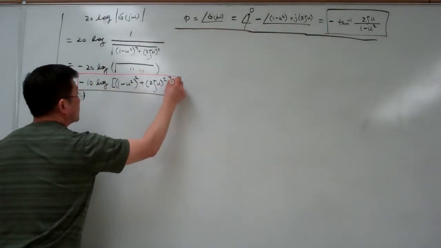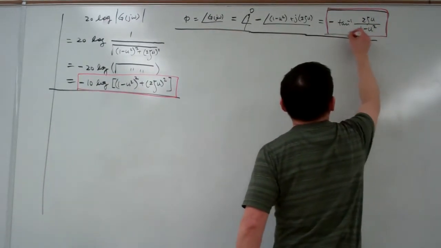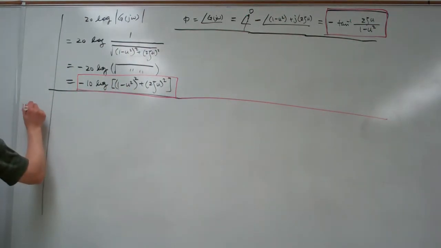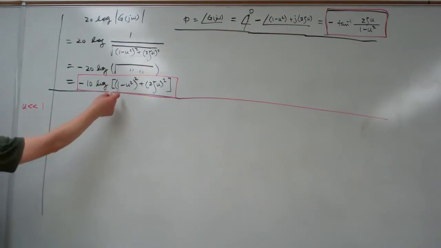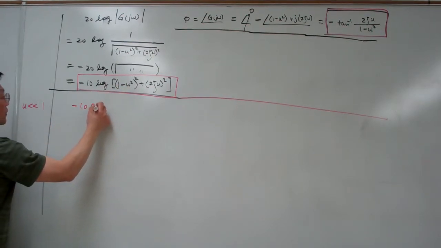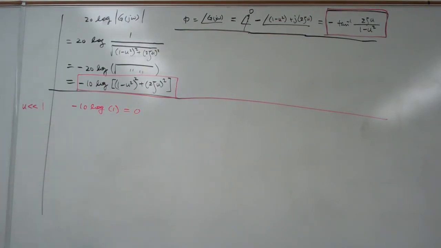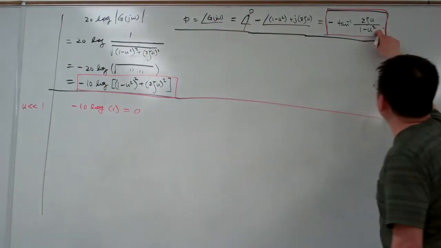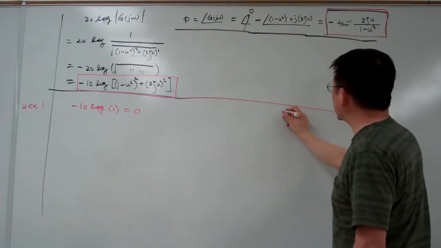So this is the magnitude we base upon. This is the phase angle we base upon. And then here we can begin to write something up. When u is very small, look at the magnitude: that is minus 10 log of 1, which is equal to 0. And for the phase, when u becomes very small, that is arctangent 0, which is basically 0 degrees.